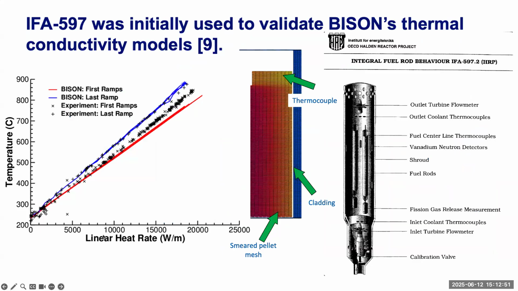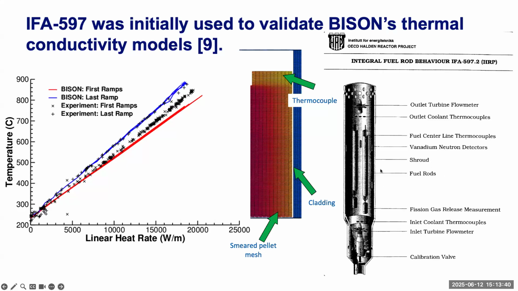Now, this model was initially used in BISON to validate its thermal conductivity models. So it started off already in the BISON repository. And we can see here the temperatures versus the linear heat rate actually matched up fairly well. And here you can see the mesh. We see the 2D RZ axisymmetric mesh. So we have a shorter, smaller fuel pellet that has a thermocouple inside of it, and then a smeared pellet mesh for the rest of the fuel, and then the cladding modeled here. This mesh, this model here, is the one that was already in the BISON repo.